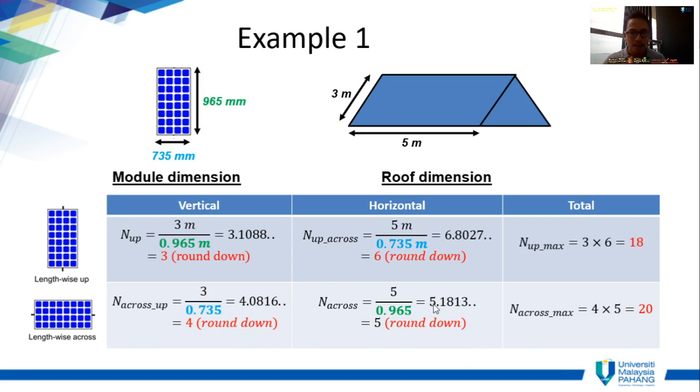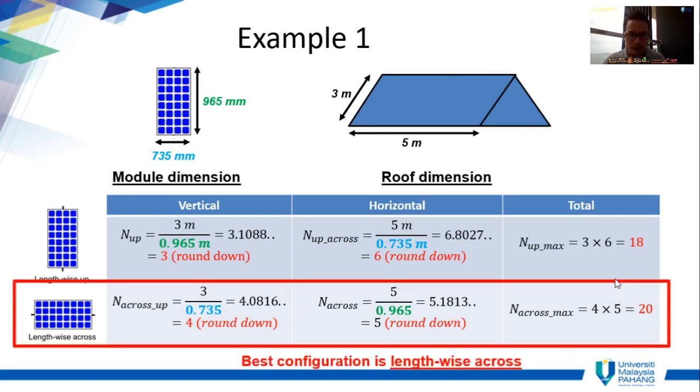For the number across, which is the horizontal part, you get a calculation of 5.1813, which is rounded down to 5. So 4 multiplied by 5, you get 20 here. It means that this is the best configuration for this case, which is the length across, because it gets a higher number than the length up. Okay, right, we move to the next.